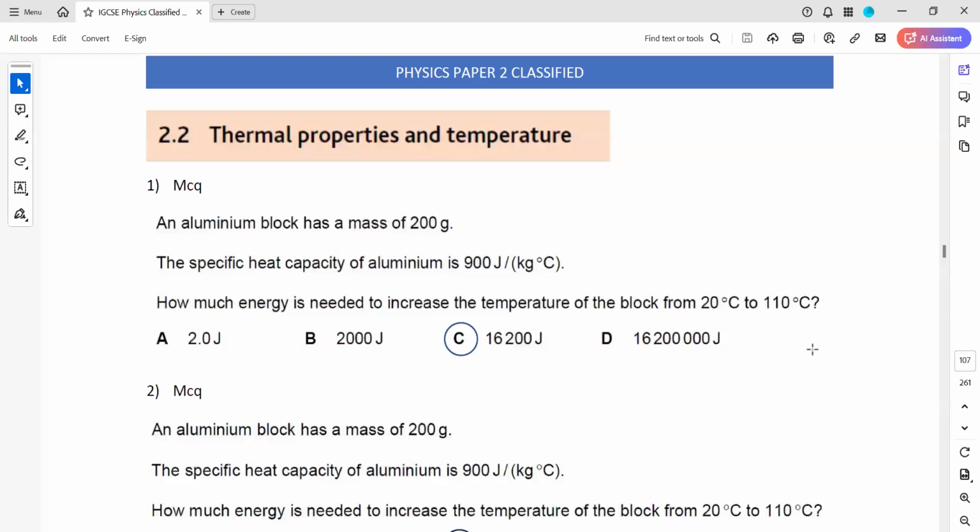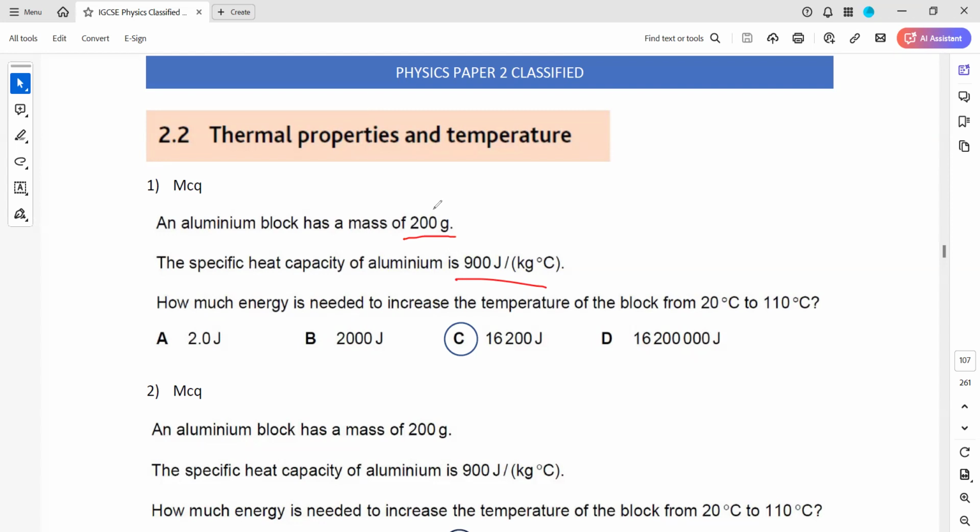So, classified paper 2 and topic 2.2, the thermal properties and temperature. An aluminium block has a mass of 200 gram, and the specific heat capacity of the aluminium is 900 joules per kilogram. So specific heat is in joule per kilogram and the mass is in gram.